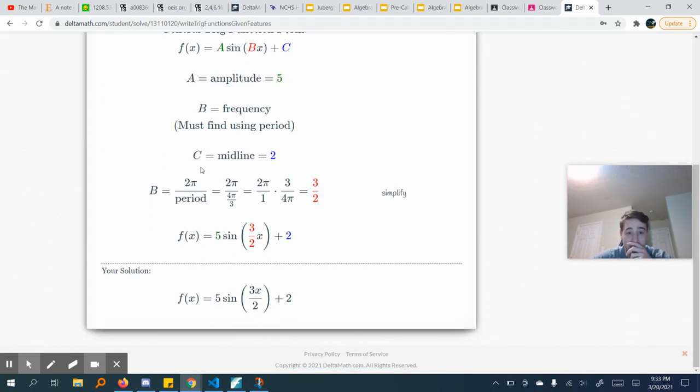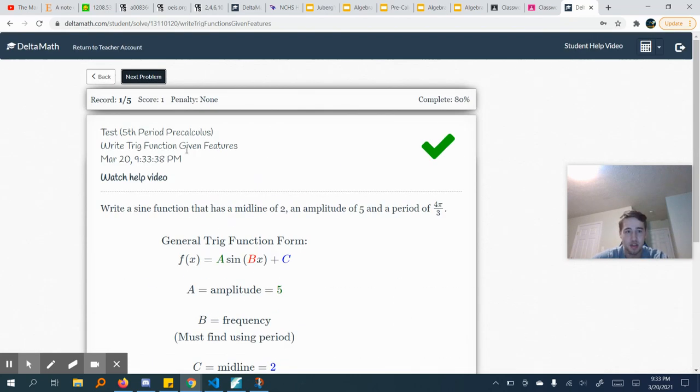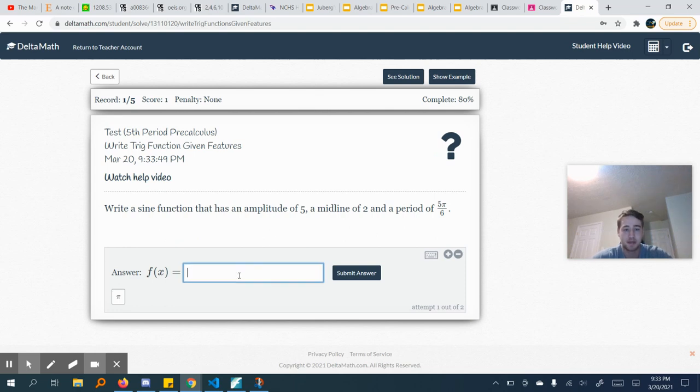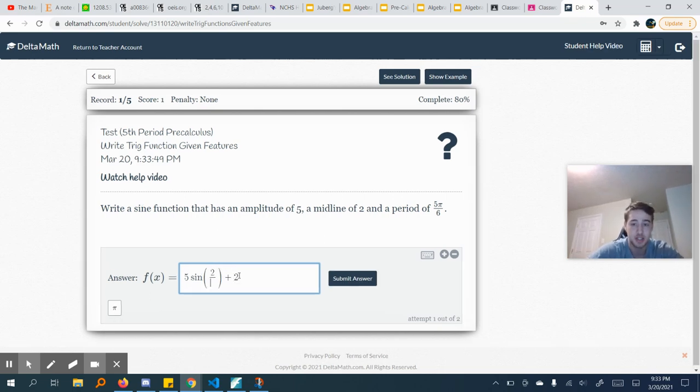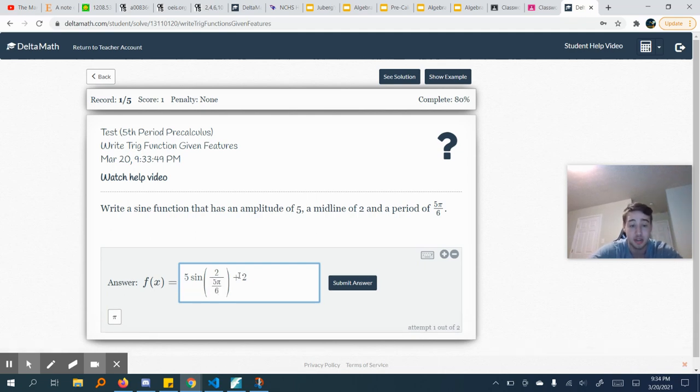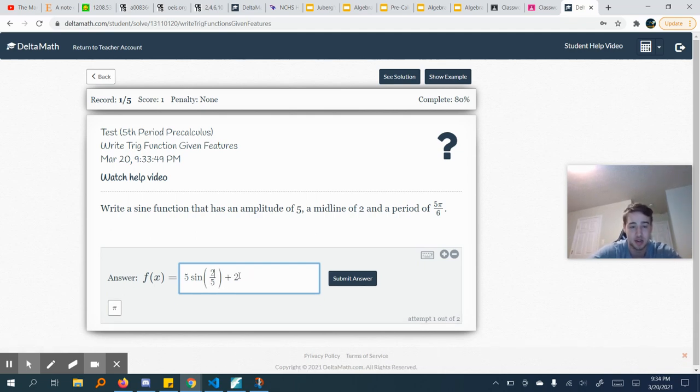The way we find the period is divide 2 pi by what you want the period to be, and we ended up with 3 over 2. Amplitude of 5, 5 sine something plus 2, 2 over 5 pi over 6. So we're going to get 12 pi, or sorry, 2 pi over that. So 12 over 5x.